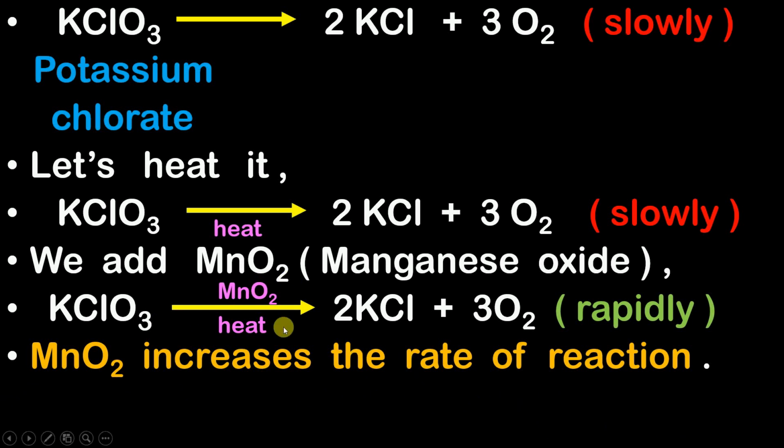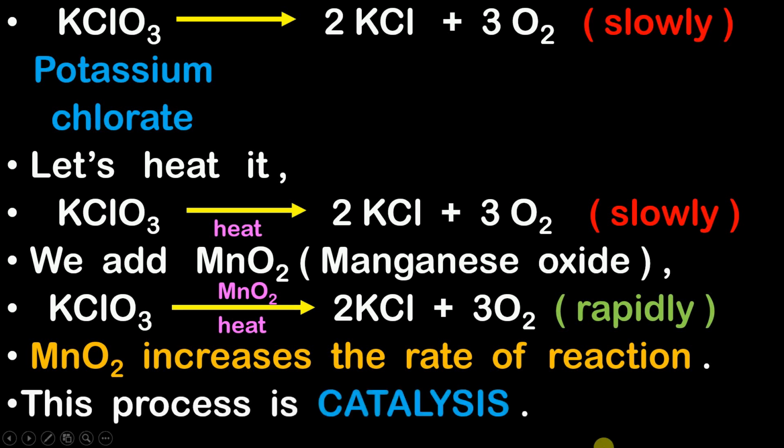So here MnO2, manganese oxide, is your catalyst. And guys, this process of increasing the rate of reaction with the help of the catalyst is known as catalysis. So guys, I hope that by now you are at least clear with what is the job of the catalyst. The job of the catalyst is to increase the rate of the reaction. Clear with this? As simple as that.